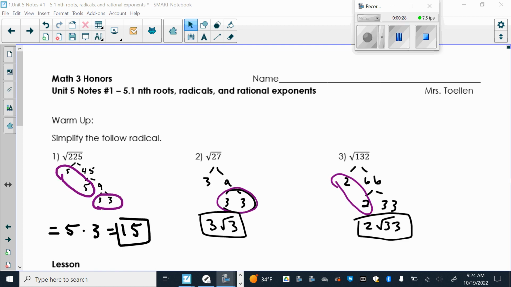All right, so for number 1, we got 15. For number 2, we got 3 square root 3. And for number 3, we got 2 square root 33. So when you're simplifying the following radicals, which were all square roots, we were looking for those perfect squares. So what number times itself? And we were able to simplify those perfect squares.